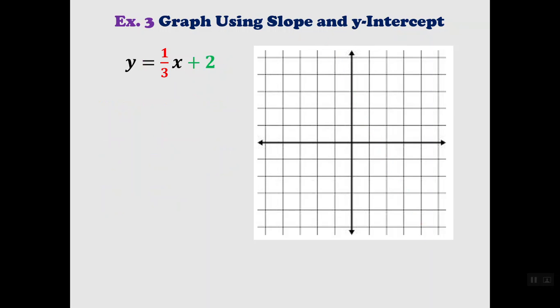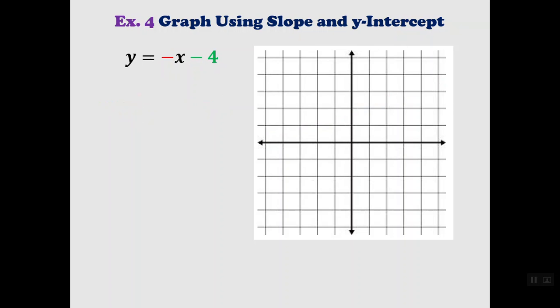Example 3, I'd like you to give a try, so pause the video and go ahead and try that one. All right, example 3, the slope is 1/3 and the y-intercept is +2. So our first step is to plot the point 0, 2, and then we're going to move according to our slope, up 1 to the right 3, and we can also move down 1 to the left 3. And then we've run out of space on our coordinate plane, so go ahead and draw a nice straight line with a ruler or some sort of straight edge, put arrows at the end.